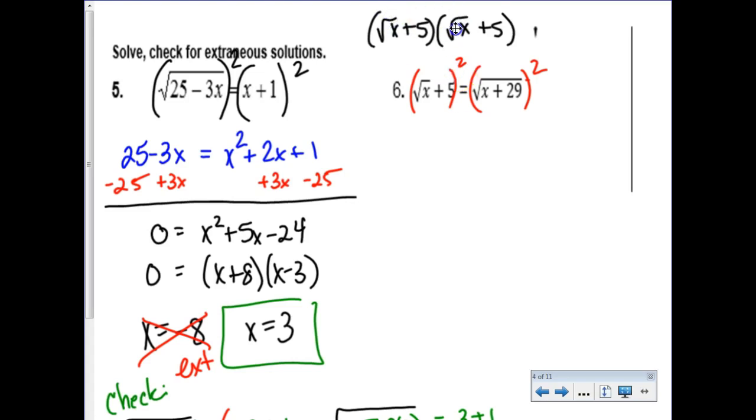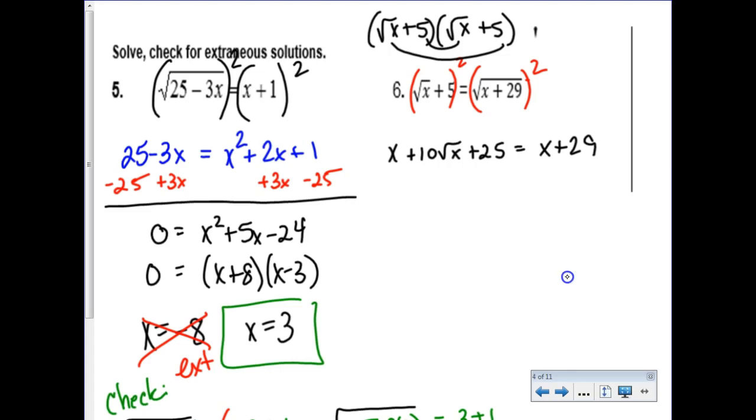Square root of x times square root of x is going to be x, because it's like you're squaring the square root. And then you have plus 5 square roots of x plus another 5 square roots of x, so you have plus 10 square roots of x. Whoops, x I said. And then 5 times 5 is 25. Squaring the radical, easy. That's just x plus 29.